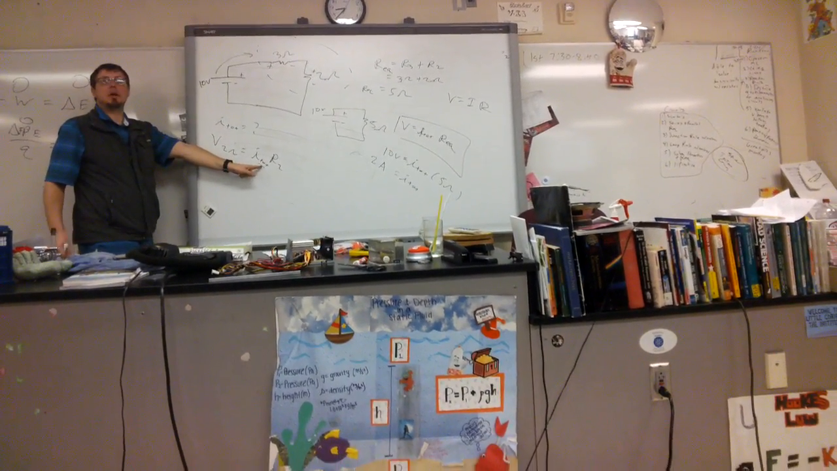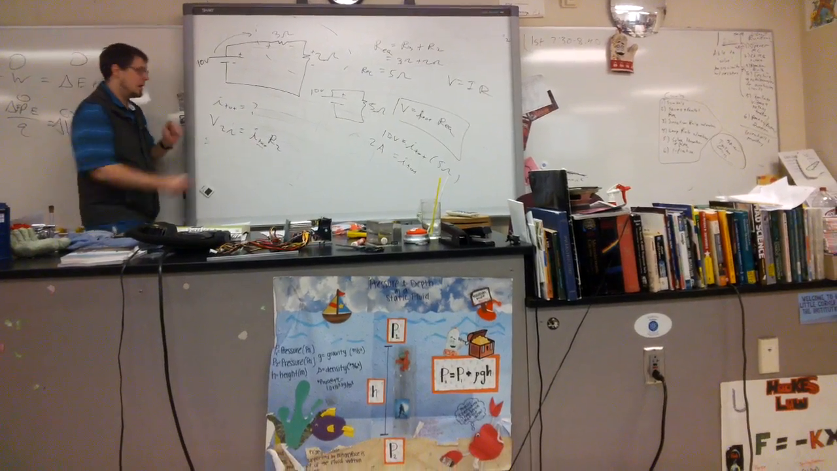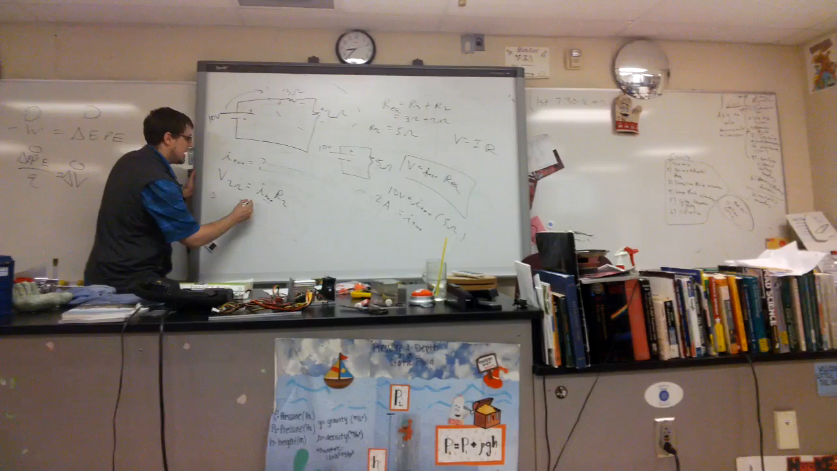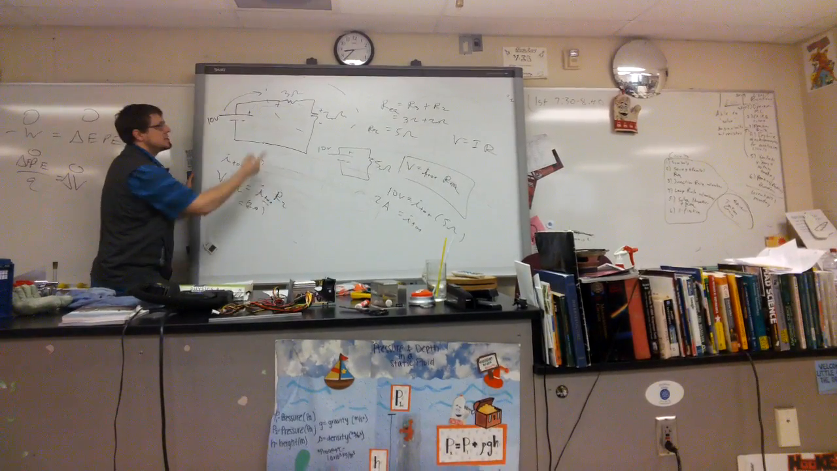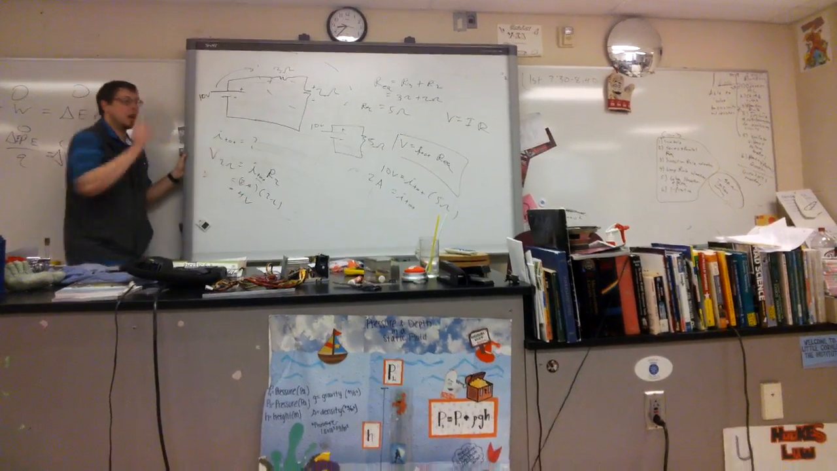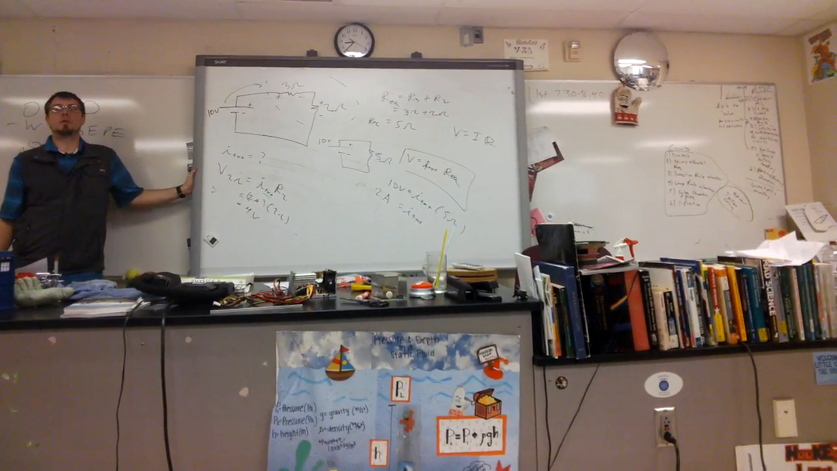Questions on that before I plug in the numbers? All right, so let's go ahead and get what that is. I total is, I already forgot, 2 amps. And the resistance of the 2 is 2 ohms. So we get a voltage drop of 4 volts across that resistor.